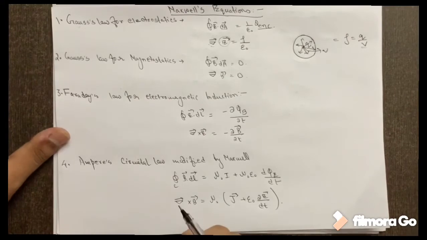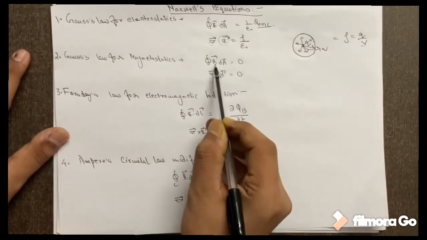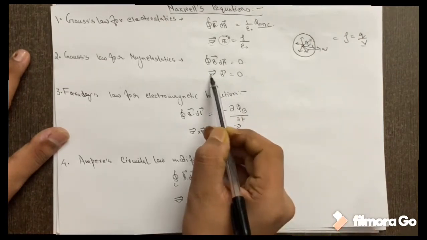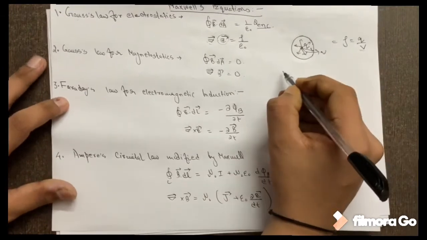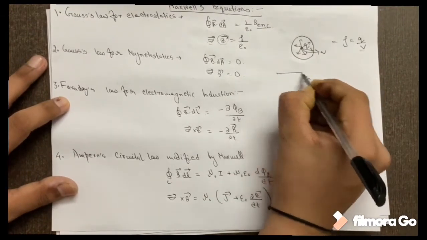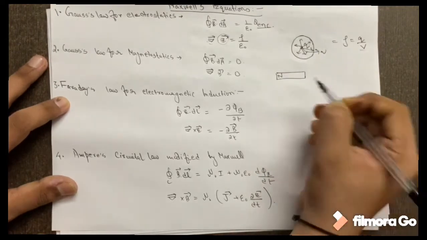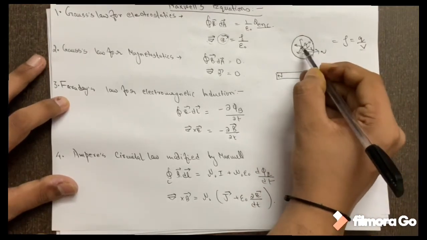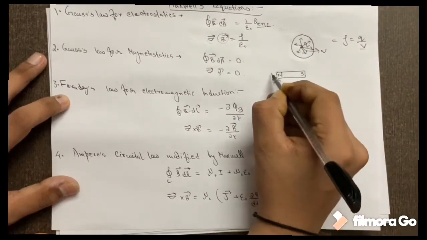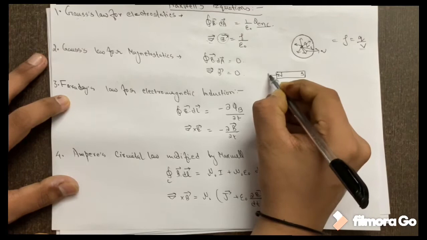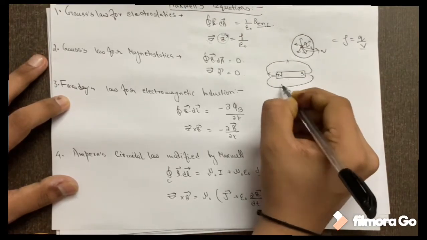Now let's discuss the Gauss law for magnetostatics. It says closed integral of B dot dA is equal to 0, or del operator dot B vector is equal to 0. As we know, magnetic field lines form closed loops. These are different from the electric field lines which just originate from positive charge and terminate on the negative charge, but the magnetic field lines originate from north pole and they terminate at south pole. That means they form a closed loop.